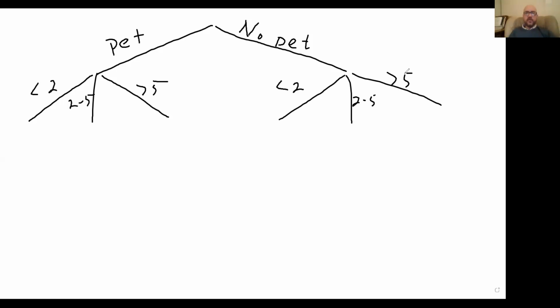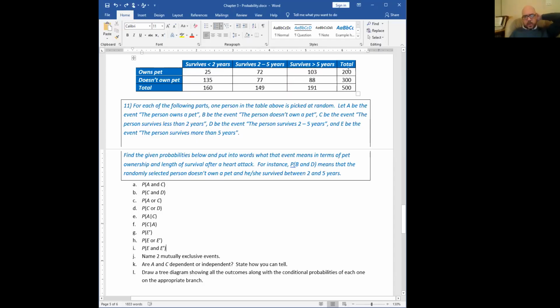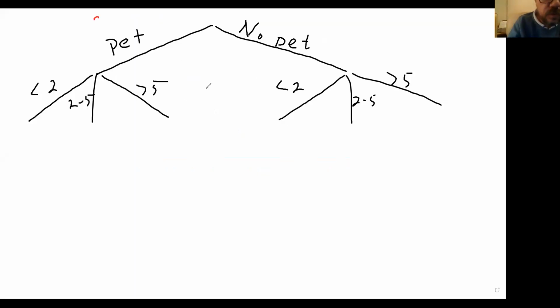Okay, so let me put some probabilities on here because that's really what I want to show you more than anything else. So if we look back at our chart here, there's a probability of 200 out of 500 that the person owns a pet and 300 out of 500 that they don't. So I'm going to go ahead and put that on my whiteboard. So this is 200 out of 500. A little messy, sorry. This is 300 out of 500.